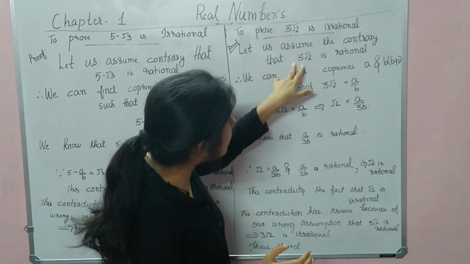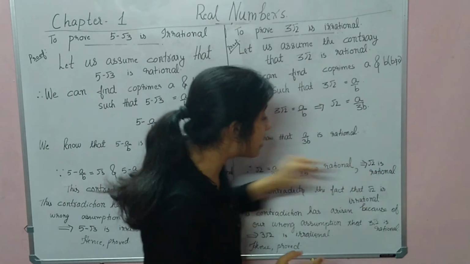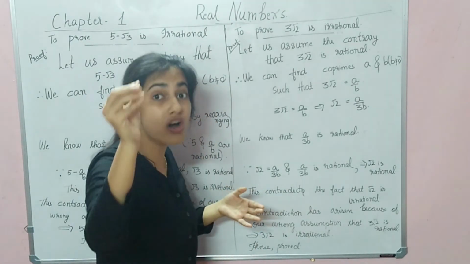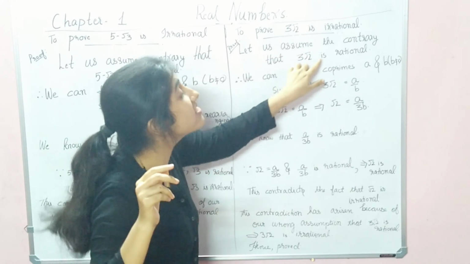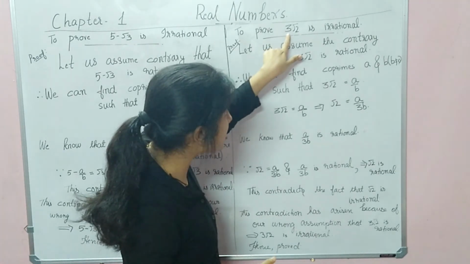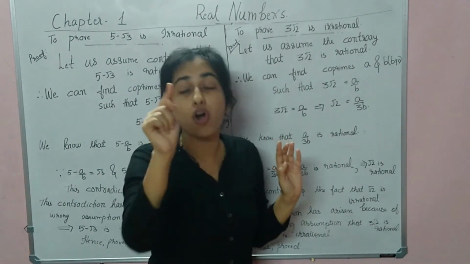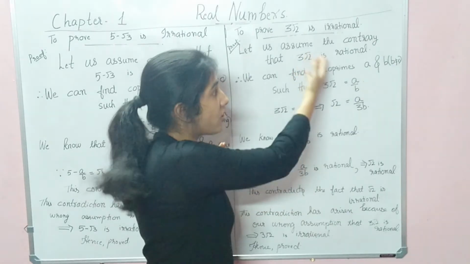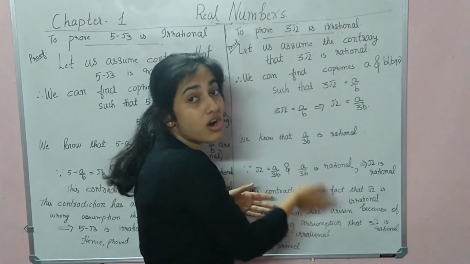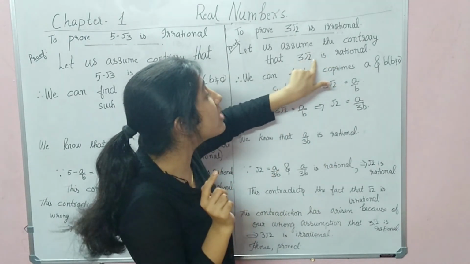When we assumed 3 root 2 to be rational, we got a contradicting statement that root 2 is rational. This contradiction has arisen because of our wrong assumption that 3 root 2 is rational. So we have proved the product of a rational number, 3, and an irrational number is irrational by the method of contradiction. We start by assuming the contrary. When we move forward, we get a contradicting statement, and this contradiction has arisen because of our wrong assumption that 3 root 2 is rational.